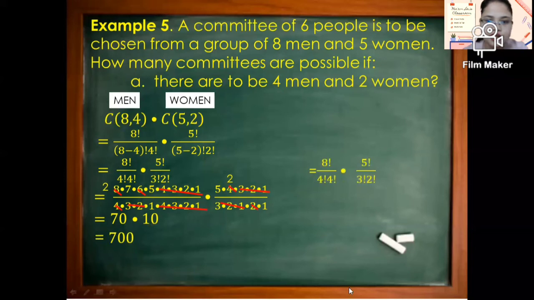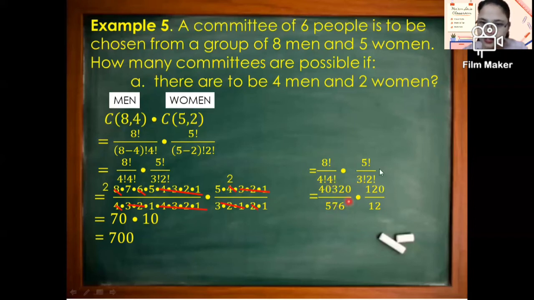So, same process. Kung gusto man naman yung expanded, yung simple computation, direct computation, ang equivalent po ng 8 factorial is 40,320. Ang 4 factorial is 24 times another 4 factorial, another 24, that is 576. Ang 5 factorial is 120. Ang 3 factorial ay 6. Ang 2 factorial ay 2. So, 2 times 6 is 12.